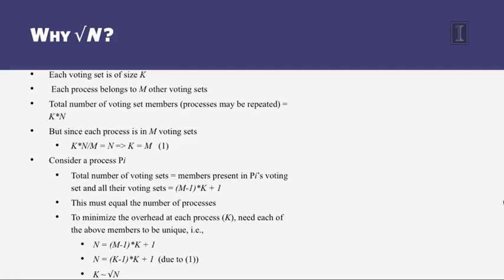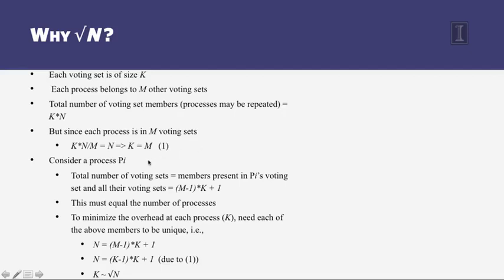Of course, because the voting sets overlap and intersect, processes may be repeated in this k times n, but each process belongs to exactly m voting sets, so k times n divided by m should be equal to n, because each process appears exactly m times in this k times n. So k times n divided by m should equal n, and if you evaluate this by cancelling n out on both sides, you get that k equals m, which means that the size of the voting set should equal the number of voting sets that each process is in. Okay, so let's have that equation and hold it to the side.